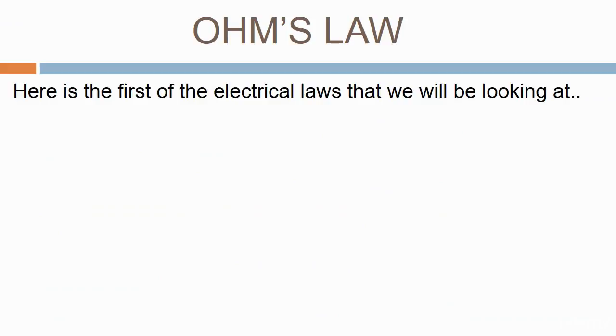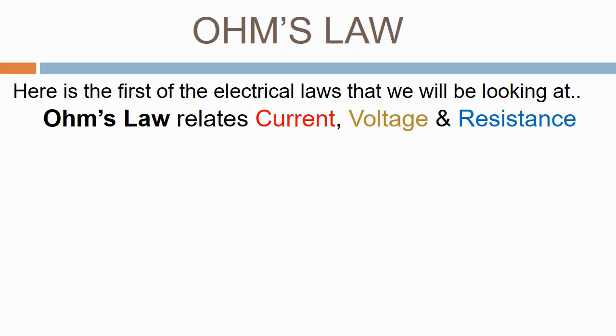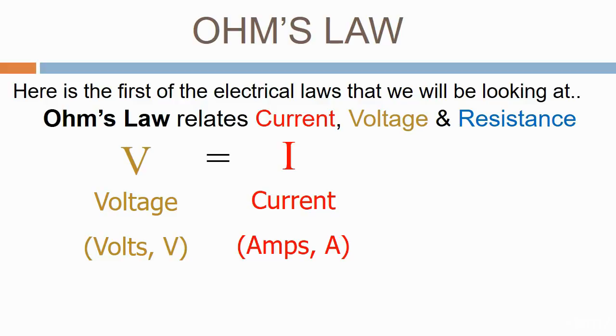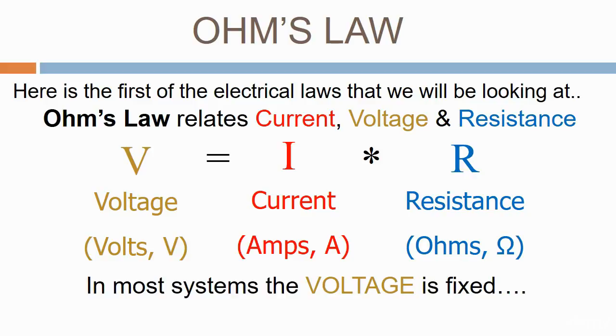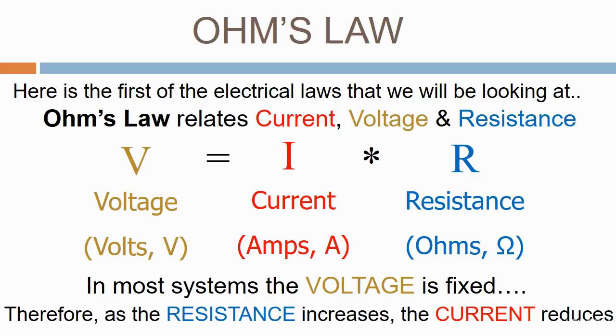Here is the first of the electrical laws that we'll be looking at. Ohm's law relates current, voltage and resistance. V, which is the voltage measured in volts, equals I, which is the current measured in amps, multiplied by R, which is the resistance measured in ohms. In most systems, the voltage is fixed. Therefore, as the resistance increases, the current reduces.